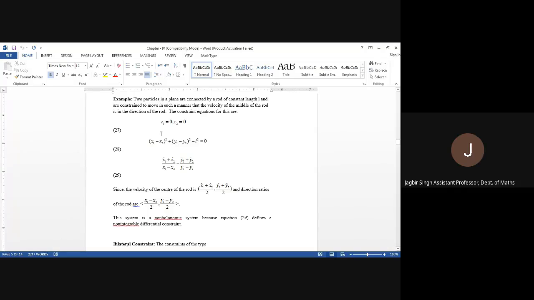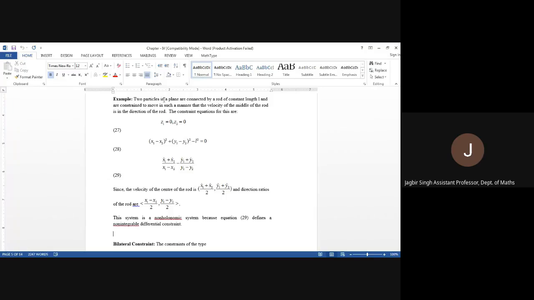Here we had written z1 - z2 = 0 because we are assuming that the particles are moving in the vertical plane. So the z coordinate is always 0. The next condition, yes. Now go to the statement again. Two particles in a plane are connected by a rod of constant length L. The first constraint is obtained, and they are constrained to move in such a manner that the velocity of the midpoint of the rod is in the direction of the rod.